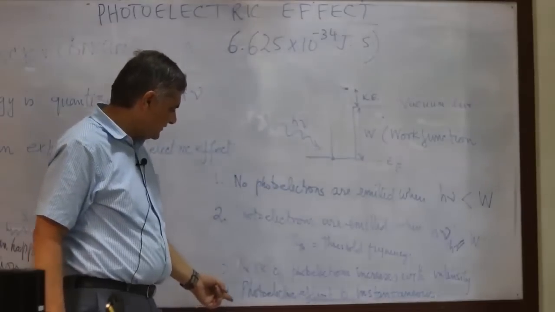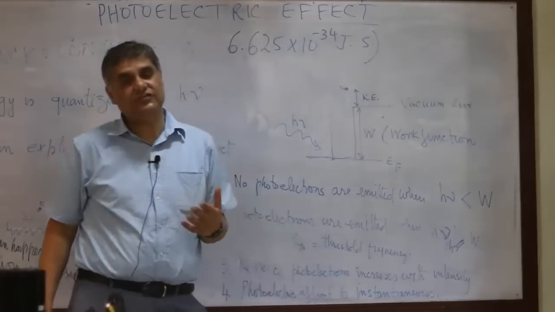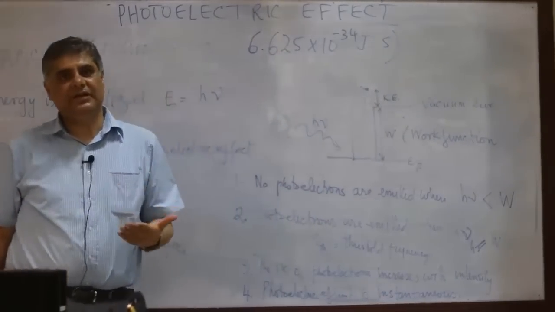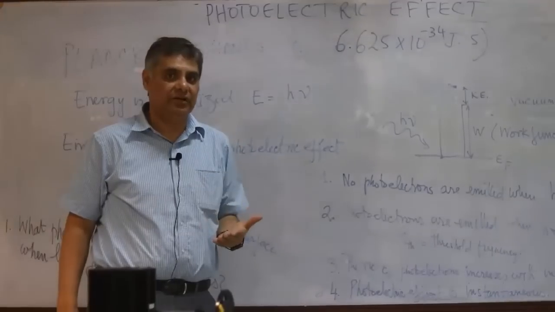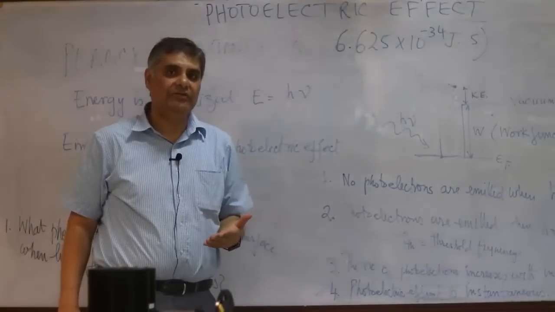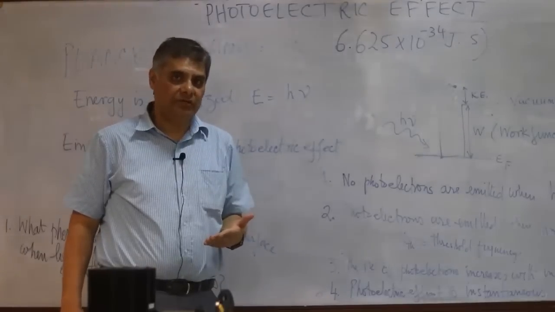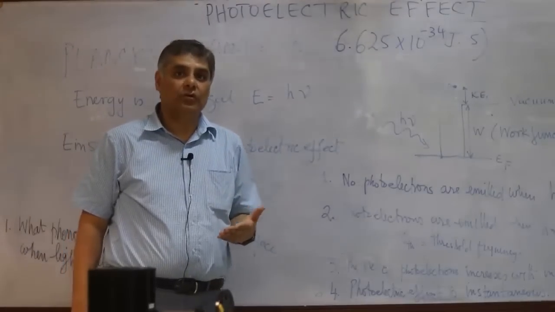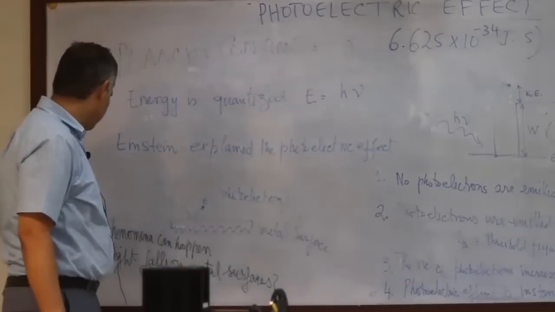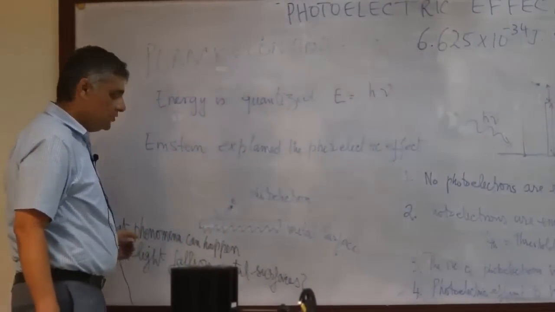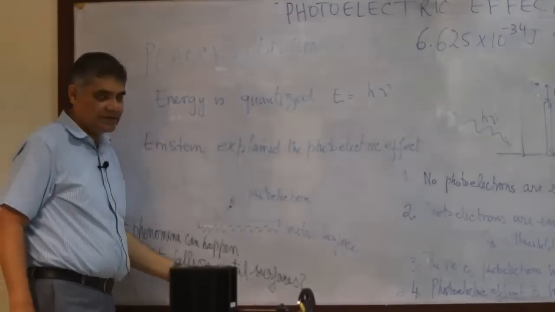And the fourth one is that the photoelectric effect is instantaneous. As soon as light hits the metal surface and its frequency is greater than this threshold frequency, the photoelectric effect will happen. If it is less than this threshold frequency, there will be no photoelectric effect. So I leave this part with you: you need to think what phenomena can take place when light hits a metal surface.